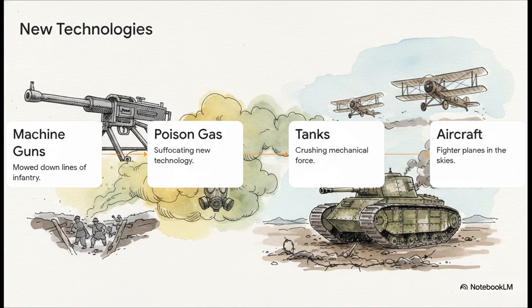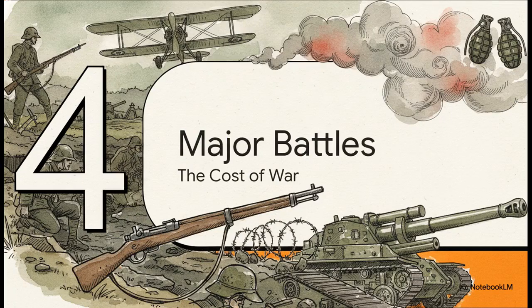And making that trench reality even worse was the introduction of deadly new technologies. World War I brought us machine guns capable of just mowing down lines of infantry. It introduced the suffocating horror of poison gas, the crushing mechanical force of tanks, and fighter planes that took the violence straight into the skies. It was this massive leap forward in technological progress, but it was applied entirely to massive human devastation. It completely transformed warfare forever. Part 4. Battles and Turning Points, the Cost of War.